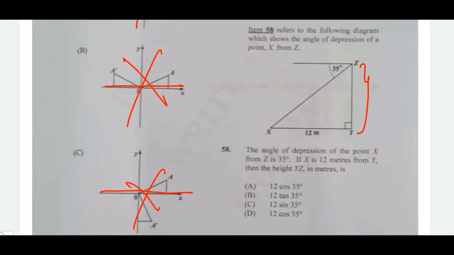Now, these two lines, the horizontal lines, are normally parallel. So then this would be 35 degrees using the alternate angle concept. Hence, what trig ratio would we use? The opposite over the adjacent side, and that would be tan. So only one option has tan. So hence, it would be B.